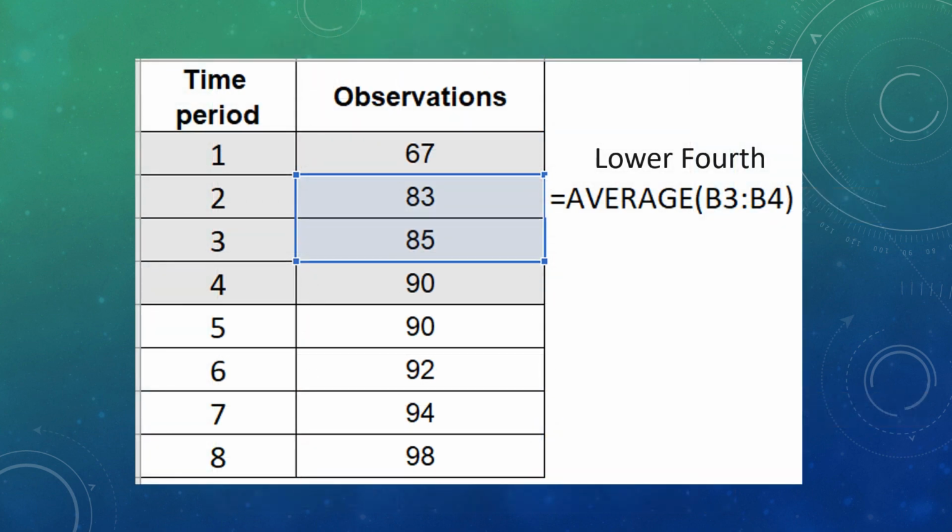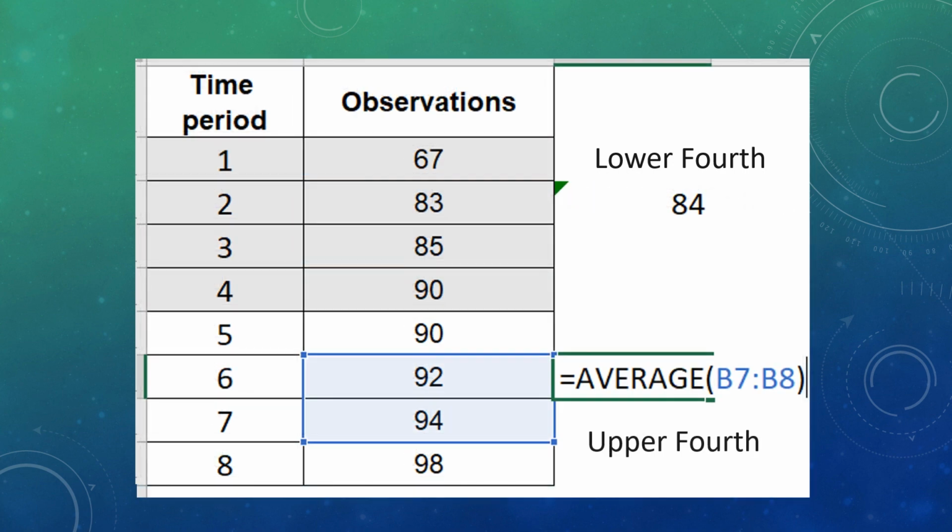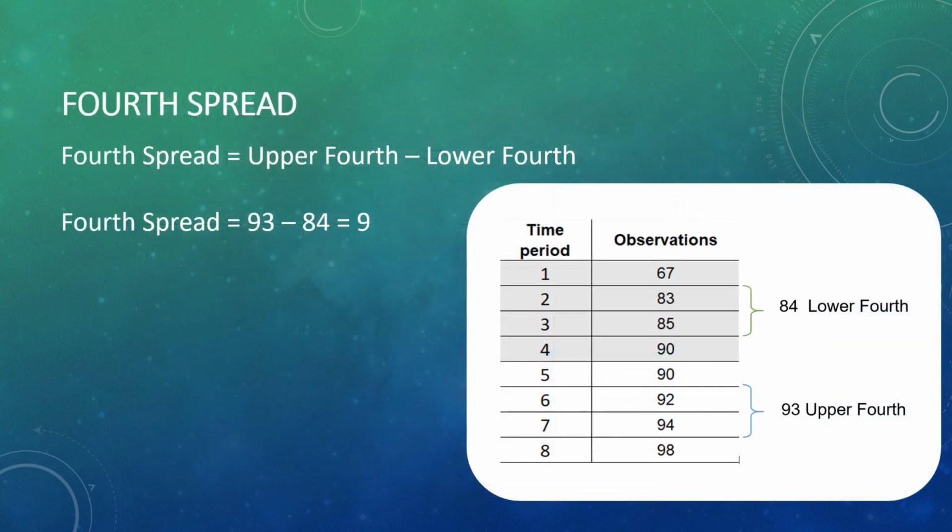We need to get the median of the lower half, also known as lower fourth, as well as the upper half, or upper fourth. Now we need to get the fourth spread. The fourth spread is the upper fourth minus the lower fourth, or in this case, it's 93 minus 84, and gives us a fourth spread of 9.